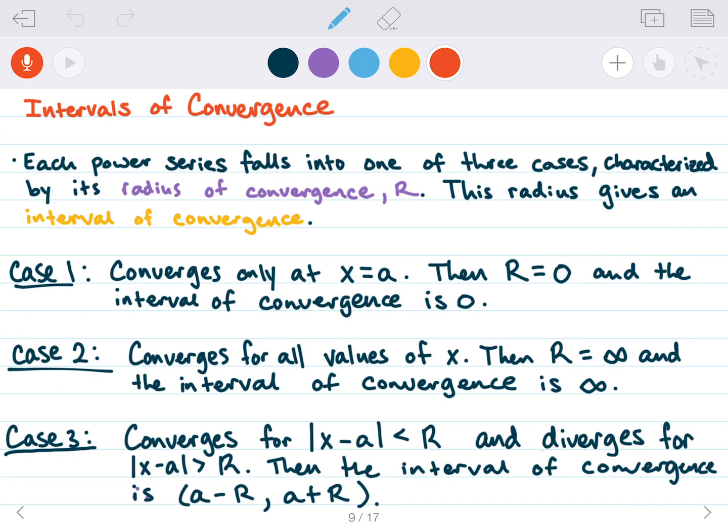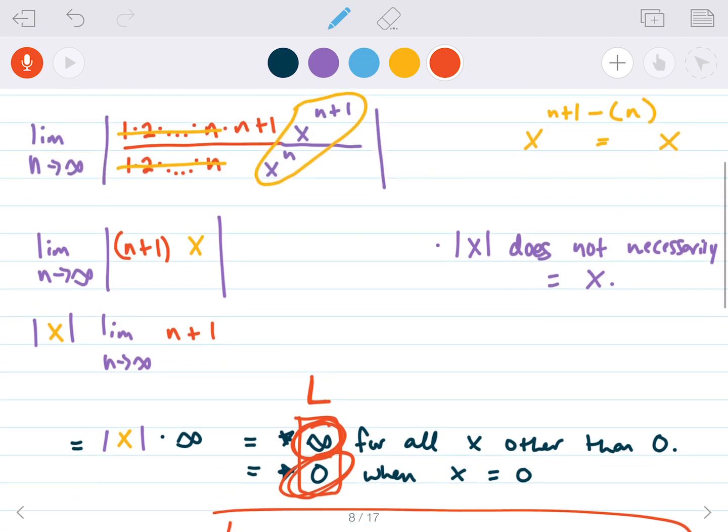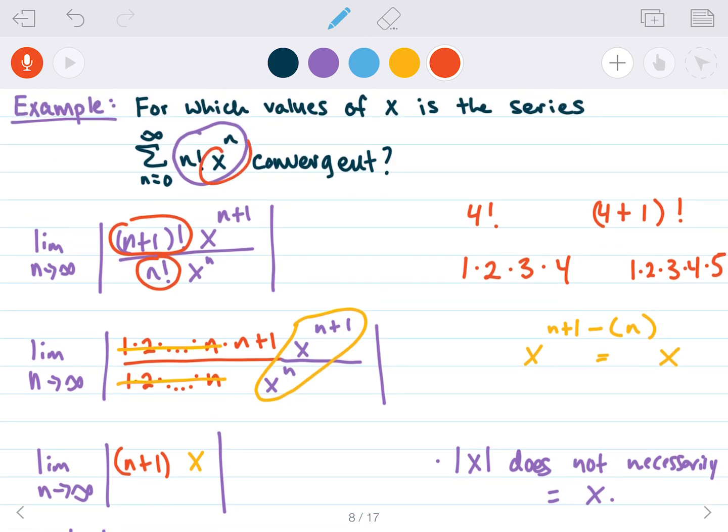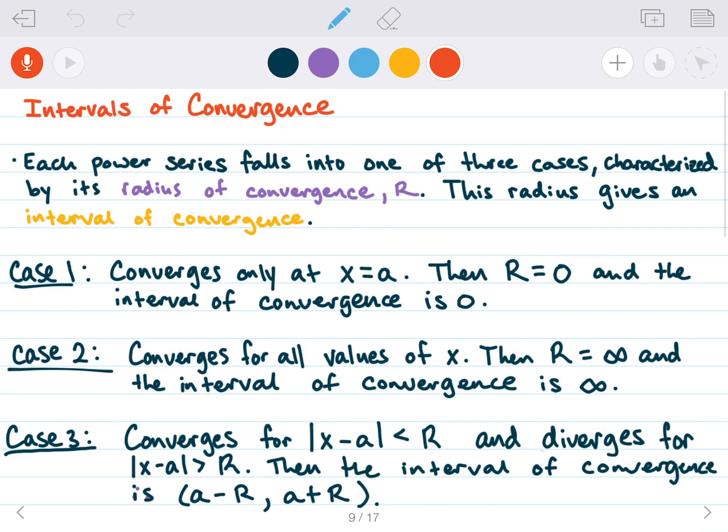Okay, here are 3 different cases that you can have. We're going to talk about radius of convergence, and we're going to talk about the intervals of convergence. So case 1 is what we just did. Case 1 is when it only converges at the center. Now look at what we started with. Isn't the center of this thing 0? And we deduced that it only converges at x equals 0. So that's case 1. We already did that.